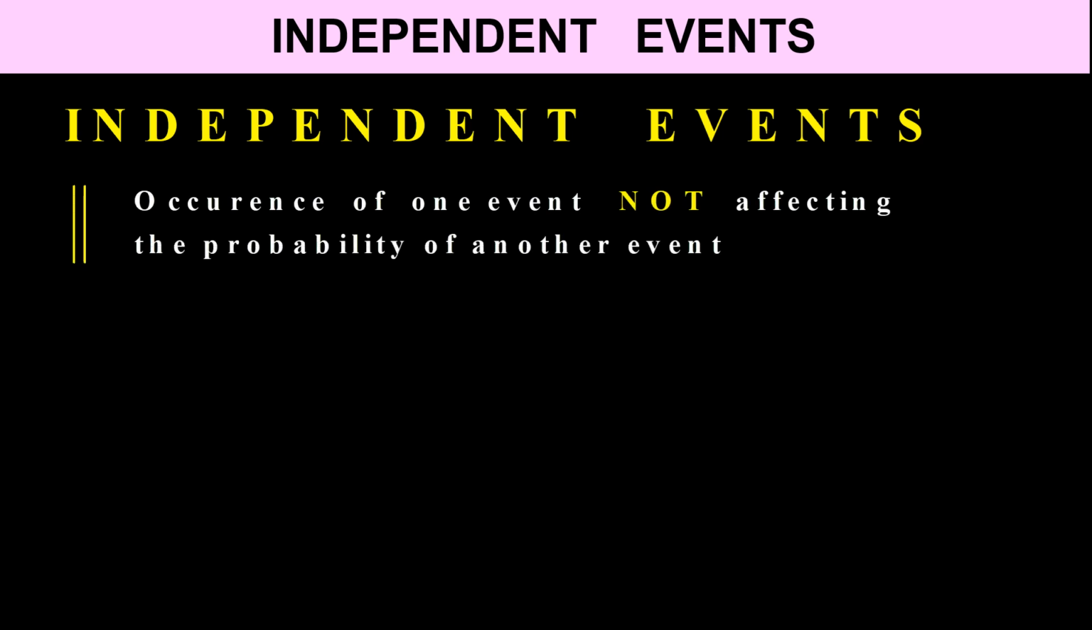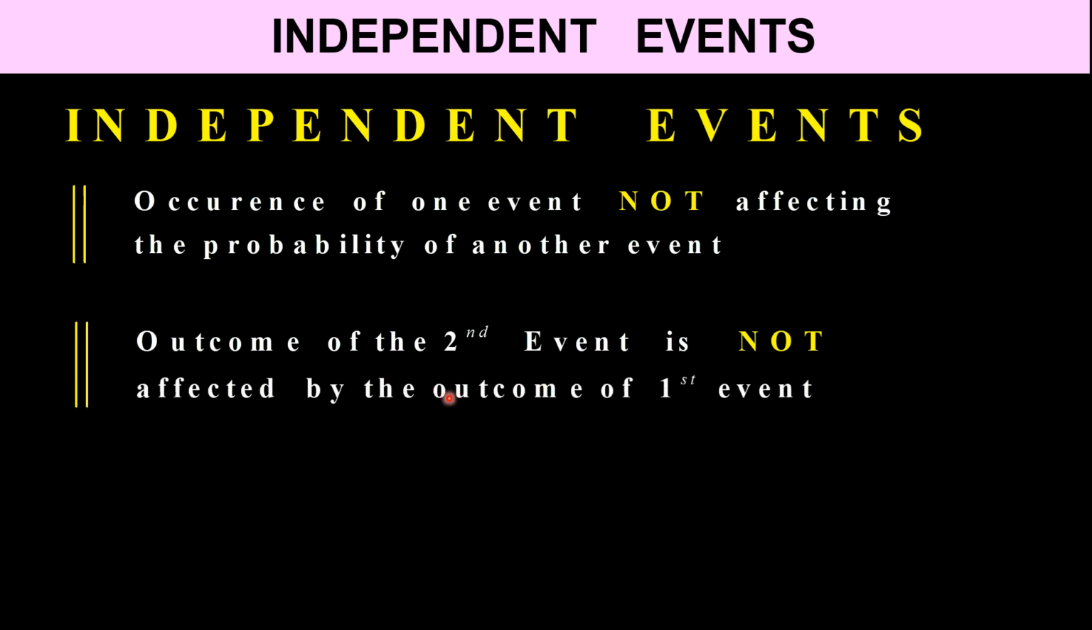Let's consider independent events first. What are independent events? The occurrence of one event does not affect the probability of another event. We can also state it as: the outcome of the second event is not affected by the outcome of the first event, right? So the first event doesn't affect the second event's outcomes.